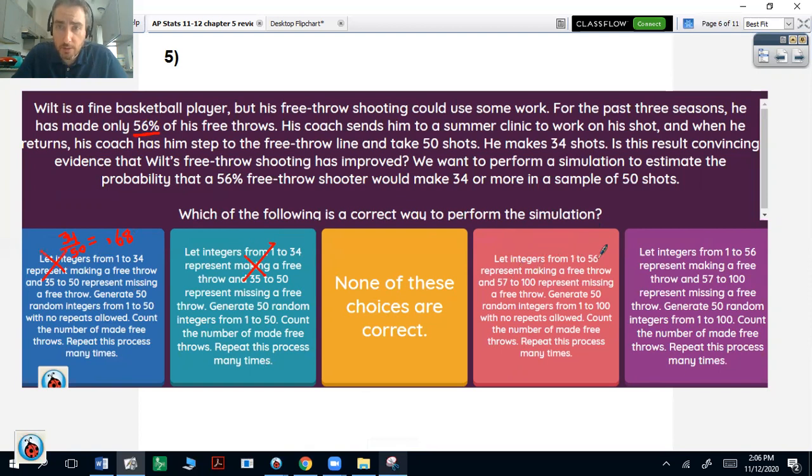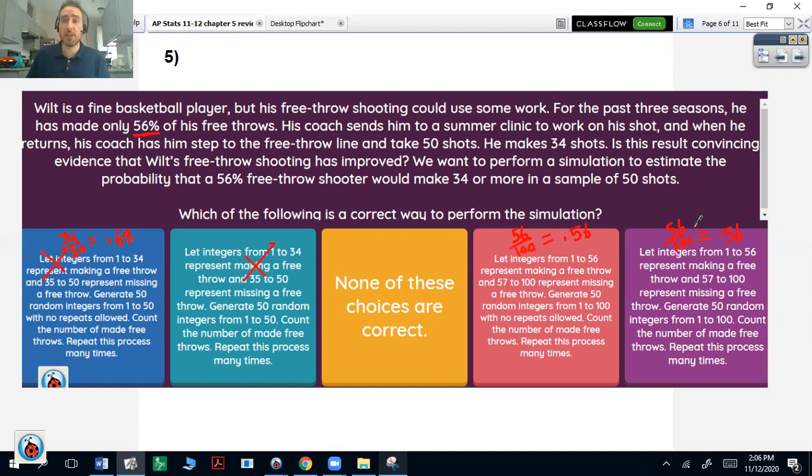Let integers from 1 to 56 represent making a free throw, so 56 make, and 57 to 100, so those 44 would be missed, but overall there's 100 shots. So the percent of making it is 56%. Now we're comparing that here. Let integers 1 to 56 represent making a free throw, 57 to 100 represent missing. So again, 56 out of 100 represents the original probability, 0.56. So now we can simulate with those numbers. And they're very, very similar.